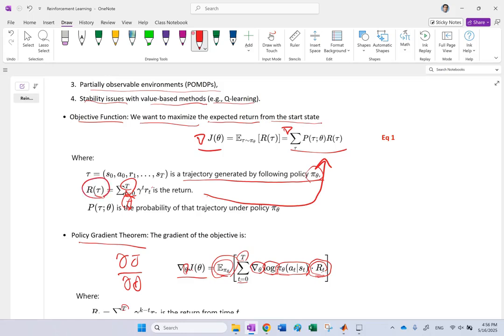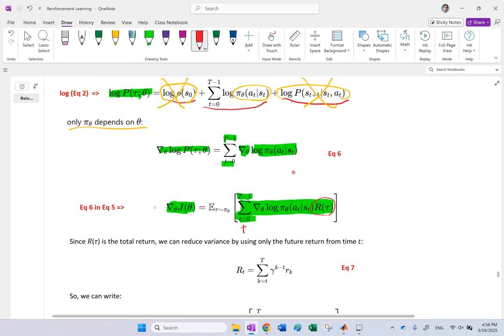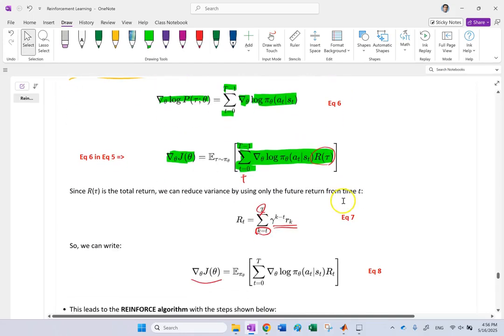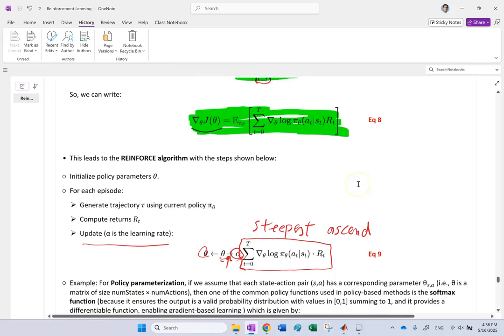So instead of using r of tau, which is for the whole trajectory, we have to replace this term with a corresponding one which only goes from time t to the end, with all of these discounted things. And if I call that r sub t instead of r of tau and replace it right here, now my gradient is going to be this guy. That's the same thing as the top. R of tau is replaced with r of t. There we go. So now equation 8 is ready to be directly applied into equation 9.